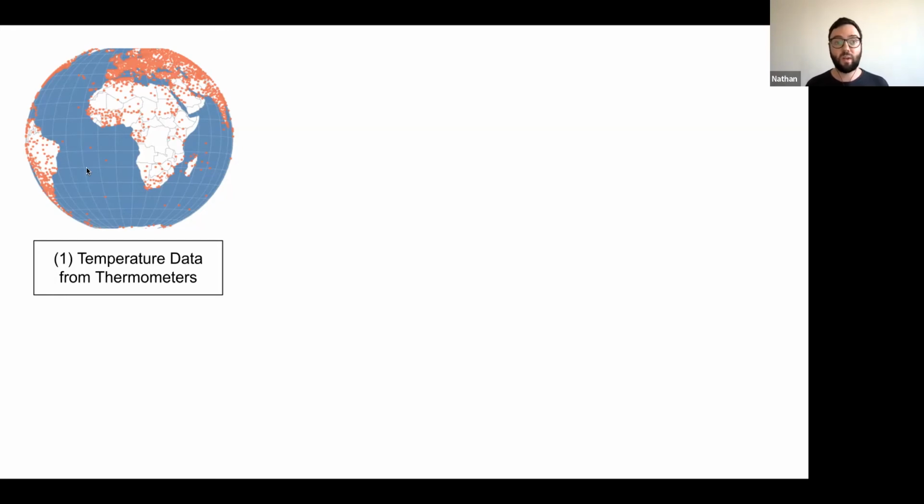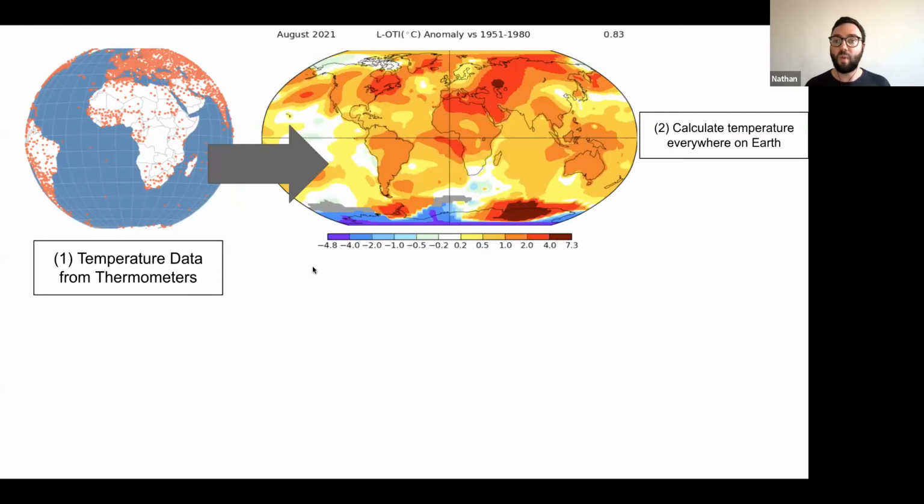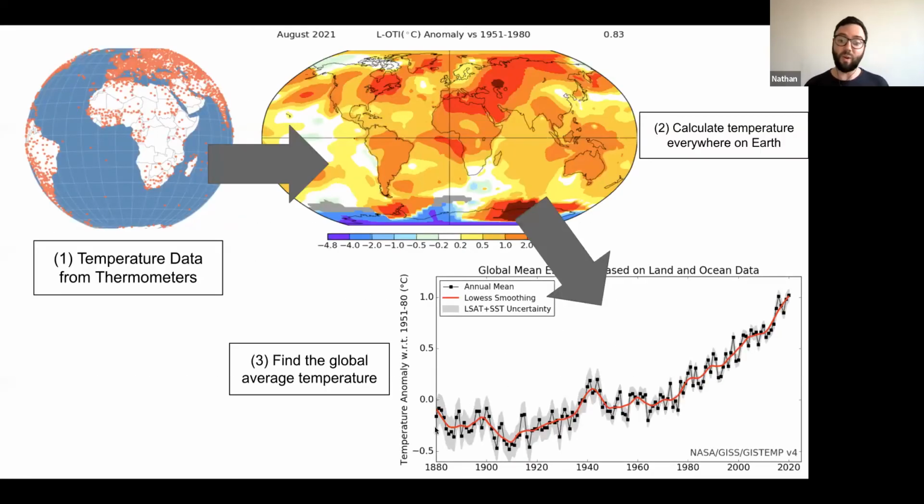And so that's where the work that is done at NASA and other places comes in, and we have to take these thermometer measurements and combine them in some useful way to calculate the temperature everywhere on Earth. And then once we have an estimate of the temperature everywhere on Earth, it's as simple as taking the average of all these temperatures to get the global annual temperature curve. And so this is just the quick run through of these 3 steps of moving from temperature data to estimating the temperature everywhere to taking the average of that to get the global temperature. But we'll talk a little bit more throughout the hour on why this is interesting.